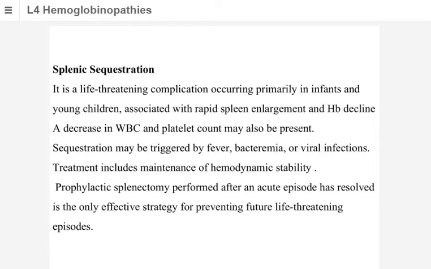Treatment includes maintenance of hemodynamic stability and prophylactic splenectomy performed after the acute episode has resolved. It is the only effective strategy for preventing future life-threatening episodes.